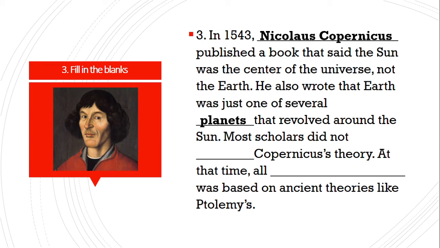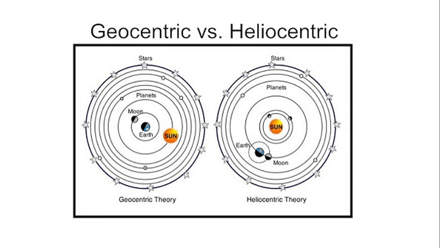Now, most scholars, most educated people at the time did not believe Copernicus's theory. At the time, all of their scientific knowledge was based on those ancient theories that came from people like Ptolemy or from famous Greek philosophers like Aristotle. So he comes up with this idea. He says, nope, everybody has been wrong. The Earth is not in the middle of the universe. It is the sun. That idea is called the heliocentric theory.